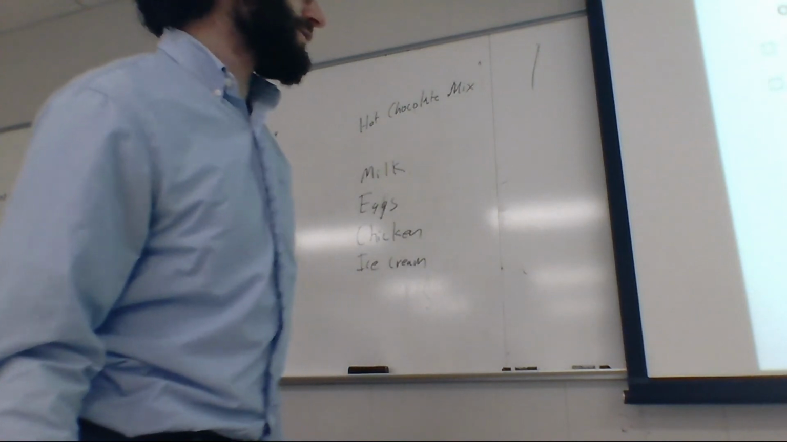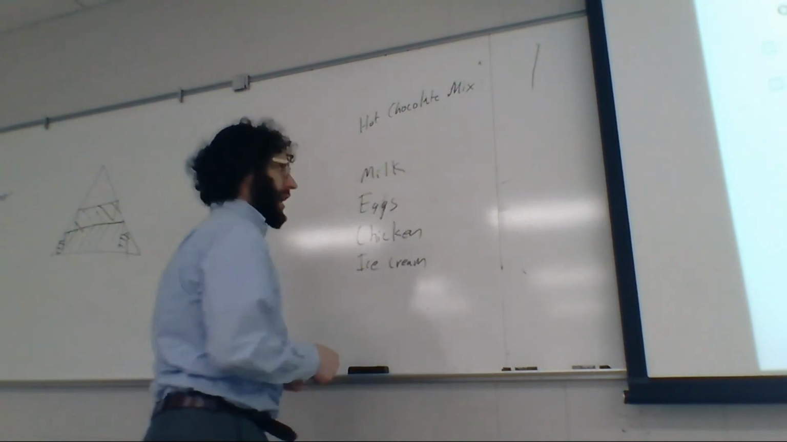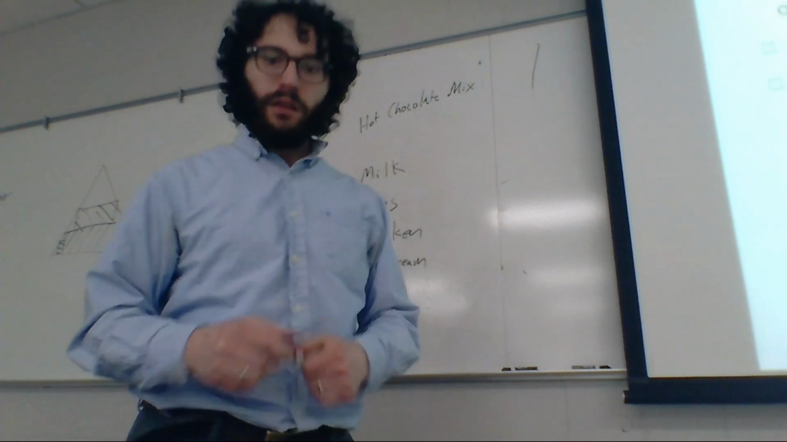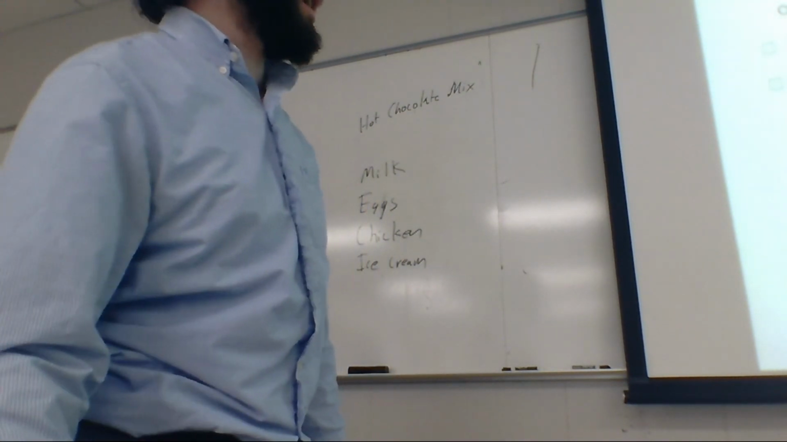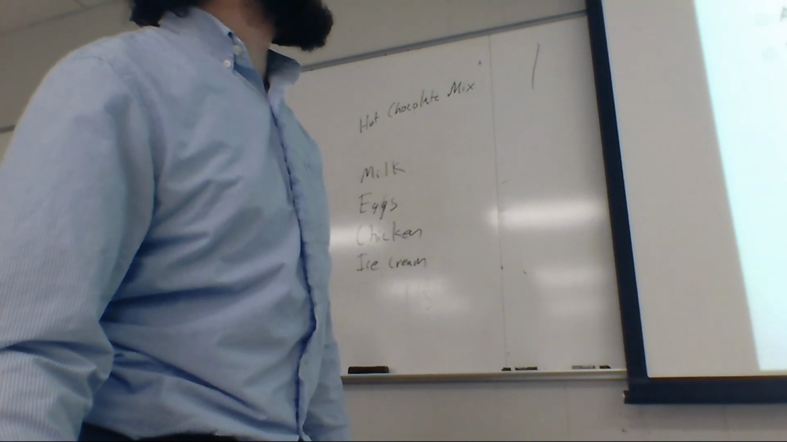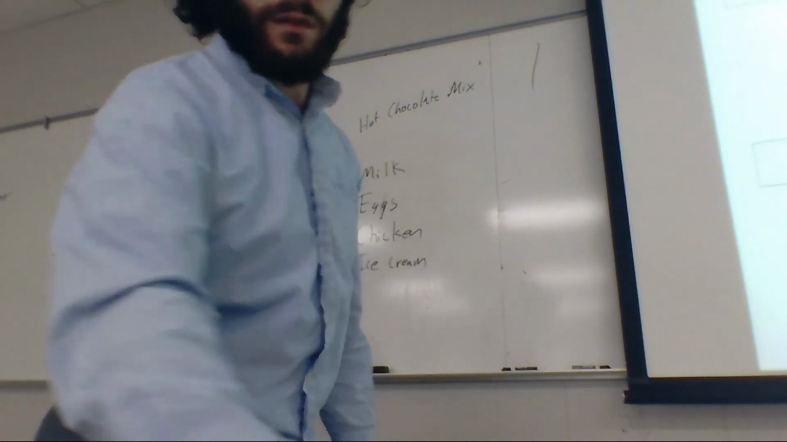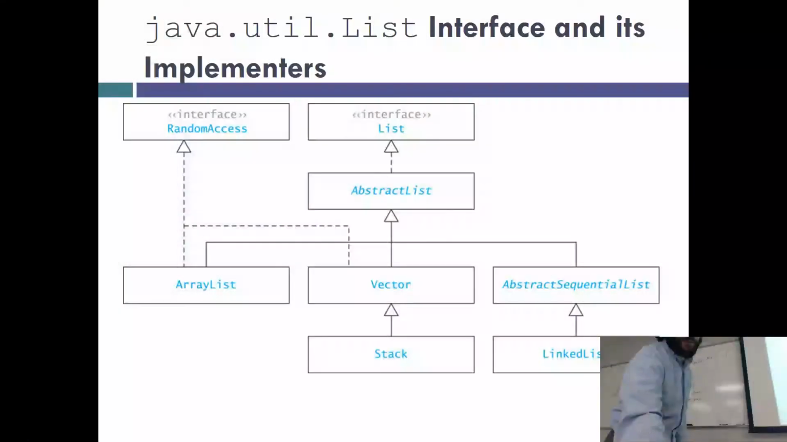So we have this hierarchy of lists. There's a lot of different ways we'll learn how to implement a list. The two we're going to go over are array lists and linked lists. And there's this nice chart over here which goes over them. So, java.util interface and its implementers. So what is an interface? That was something that I said I'm going to just skip over until we have to deal with it. What is an interface?